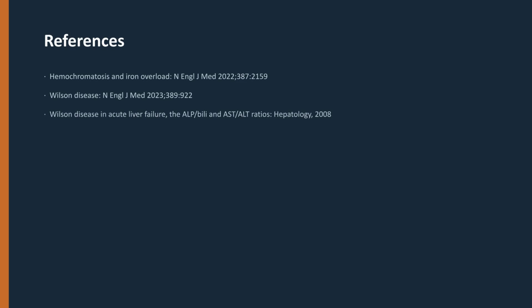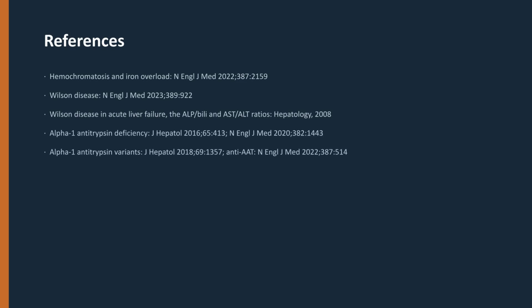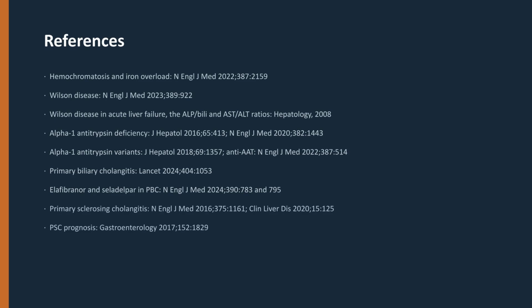These are the published sources behind what we covered. The major reviews on hemochromatosis, Wilson disease, Alpha-1 antitrypsin deficiency, primary biliary cholangitis, and primary sclerosing cholangitis, along with the trial reports for the newer agents in primary biliary cholangitis. Always check management against current guidance from the American Association for the Study of Liver Diseases and the European Association for the Study of the Liver.